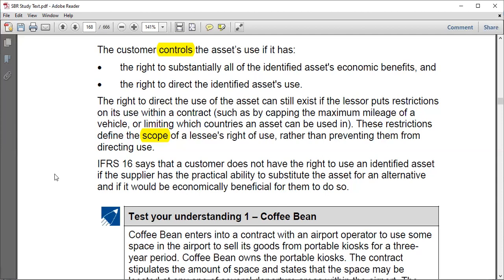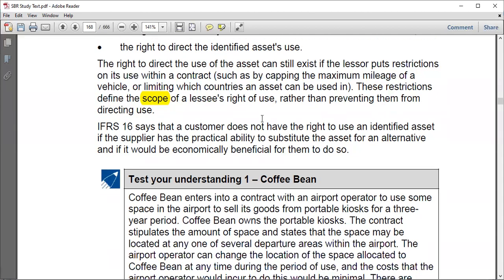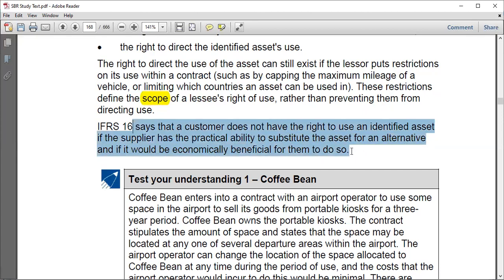So before going to computations, IFRS 16 says that a customer does not have the right to use an identified asset if the supplier has the practical ability to substitute the asset for an alternative, and if it would be economically beneficial for them to do so. Can anyone explain what this statement means? They are just trying to continue showing you that there can be something that is just the scope, not the limitation, but this one is the limitation. You see this? This one is the limitation. Maybe you have two types of cars. Maybe the lessor has two types of cars.